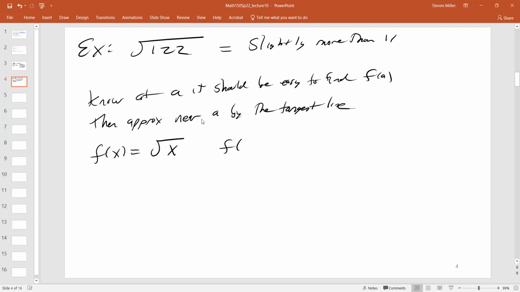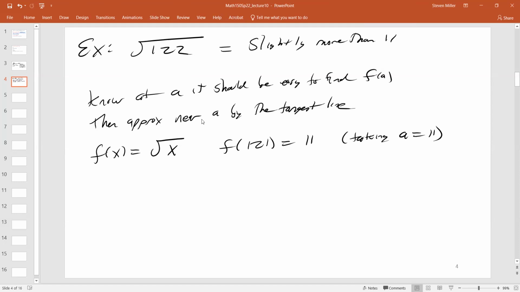So we want to take a point where we know the function well. So you're close. 121. So let's take f of 121, which is just 11. So we're taking a equals 121.